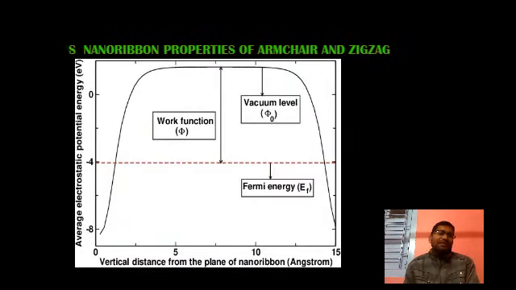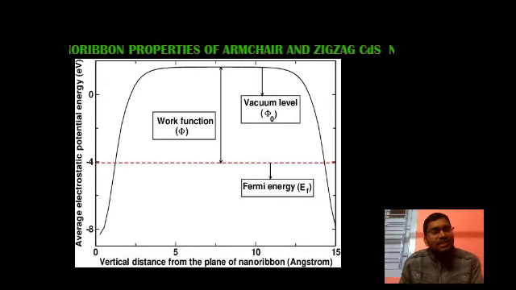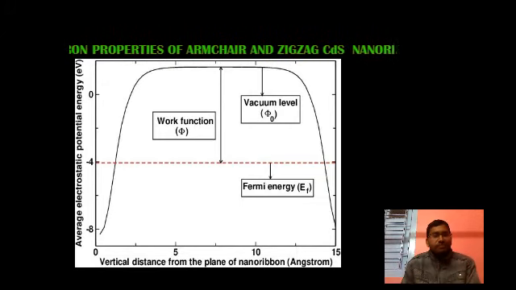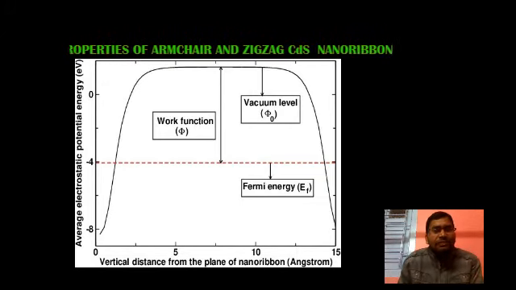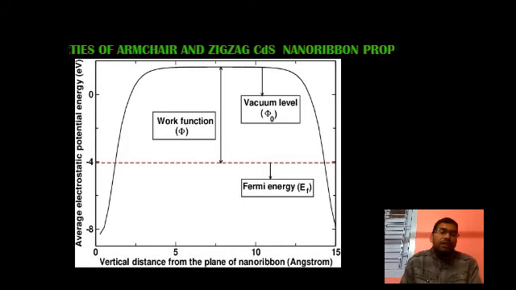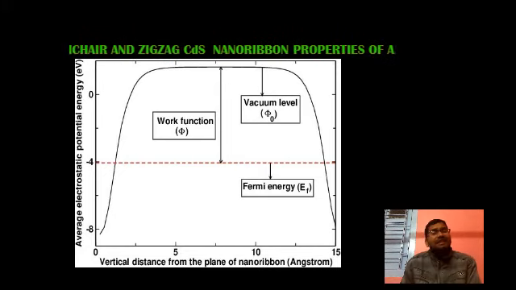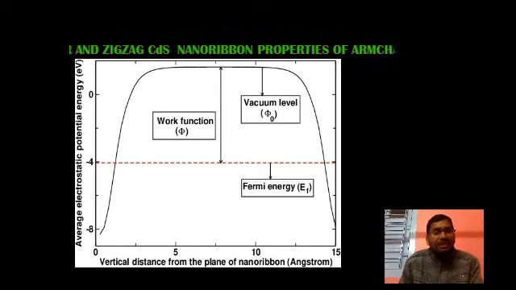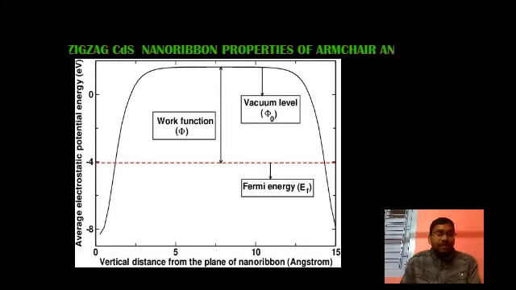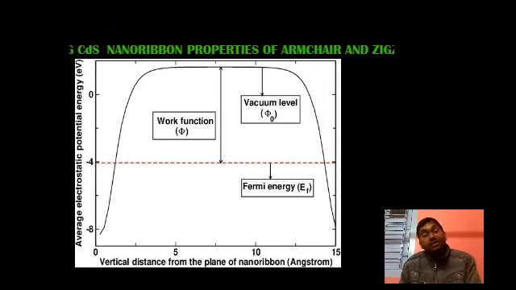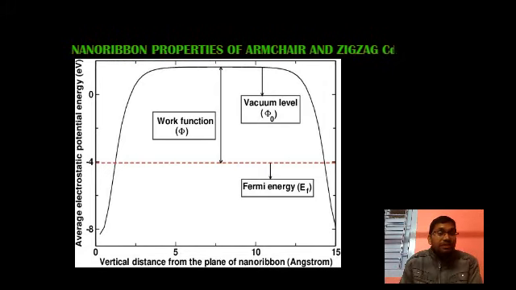Okay, this is the work function plot. This is the average electrostatic potential versus vertical distance from the plane of the nanoribbon. Work function, as you know, is the minimum energy required to extract an electron from the surface of the nanoribbon to an infinite distance, known as vacuum. So this is the electrostatic potential plot.